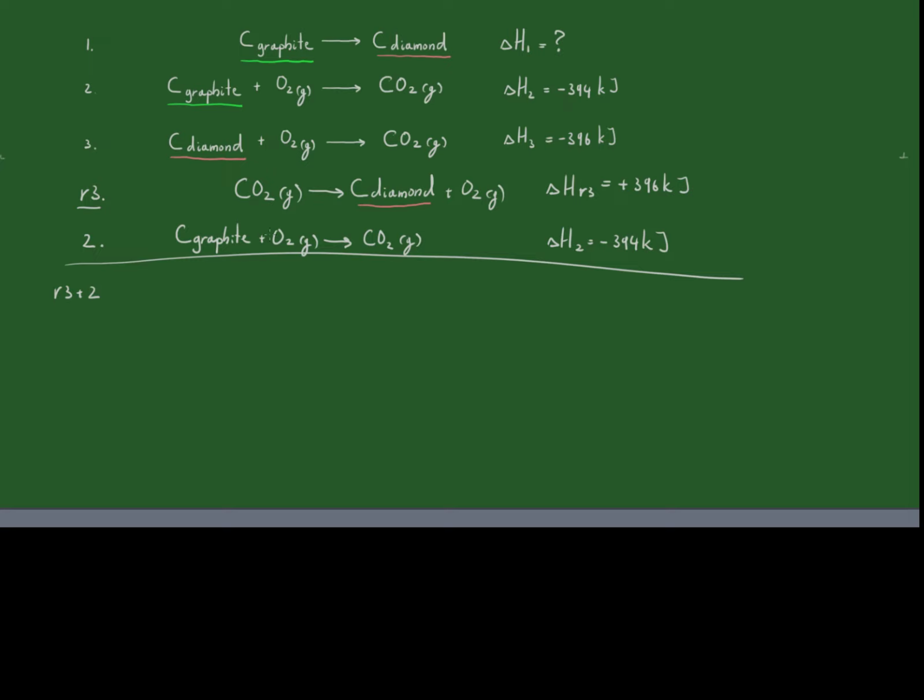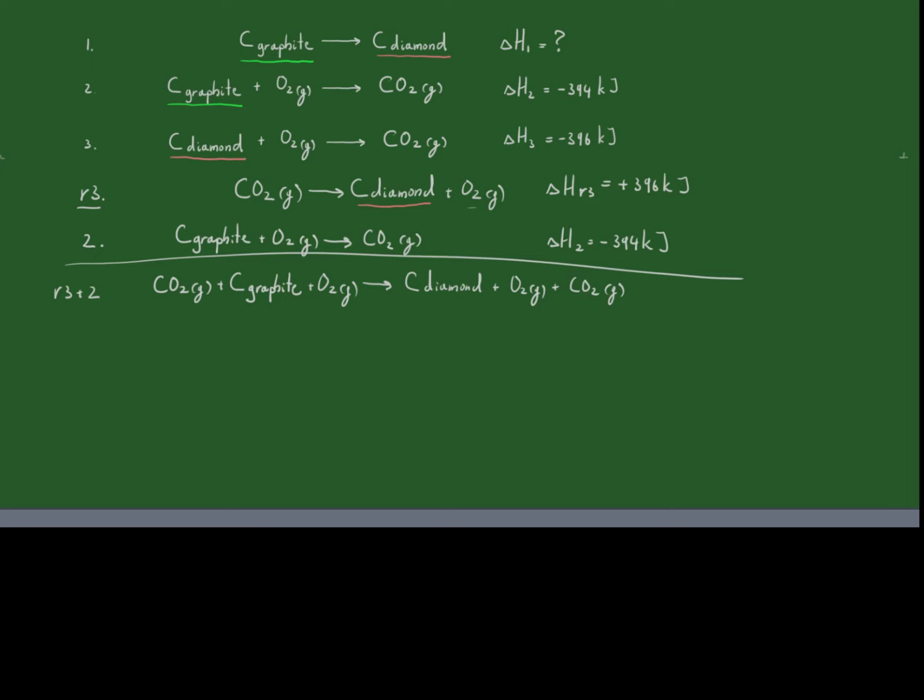So firstly, all the reactants. So you have carbon dioxide gas from R3 plus C graphite plus oxygen gas gives us C diamond plus oxygen gas. Again, I'm looking at reaction R3 here. And then finally plus CO2 from reaction 2.